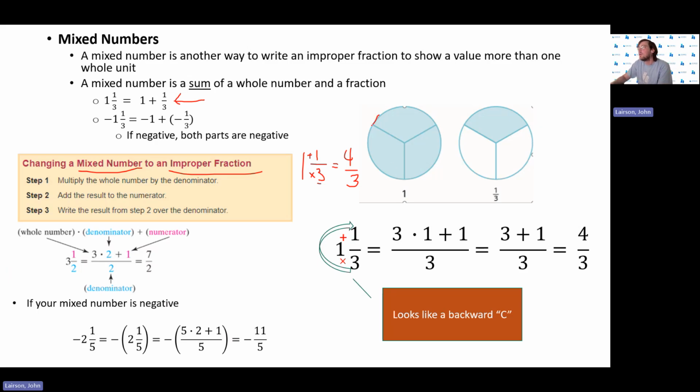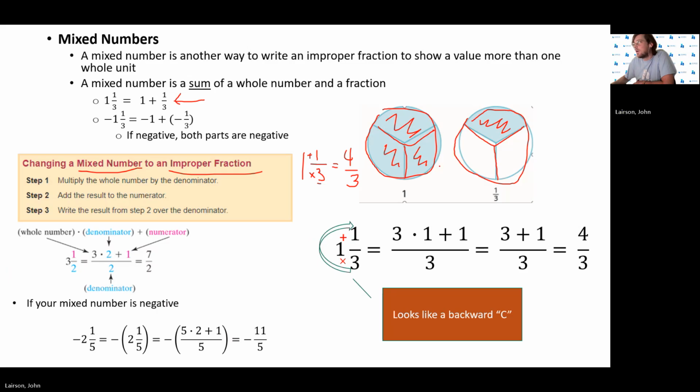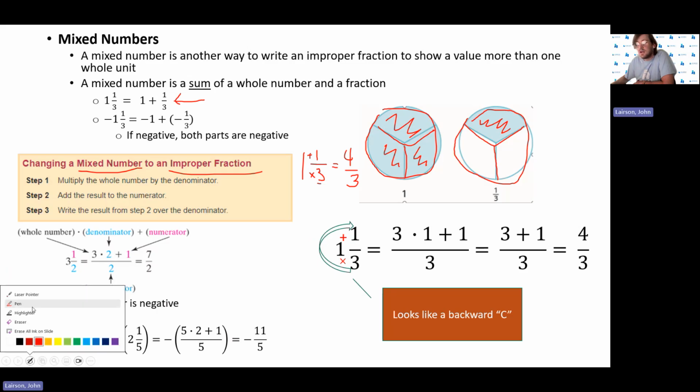So 1 and 1/3, we have 1 full circle, and we have 1/3 of another one. But we also saw that with 4/3, right? If I have both of them split up into thirds like that, I have 4 of them. And this is the same shaded amount of area. So these are equivalent. This does represent that same amount that we have. So it goes between them really easy. So let's do the other one here.